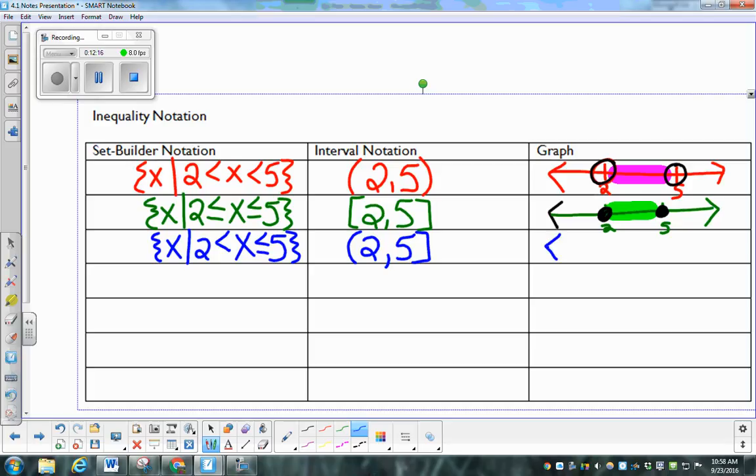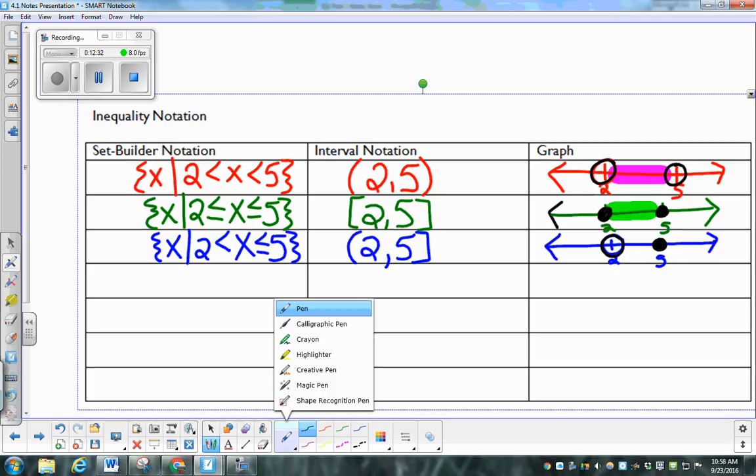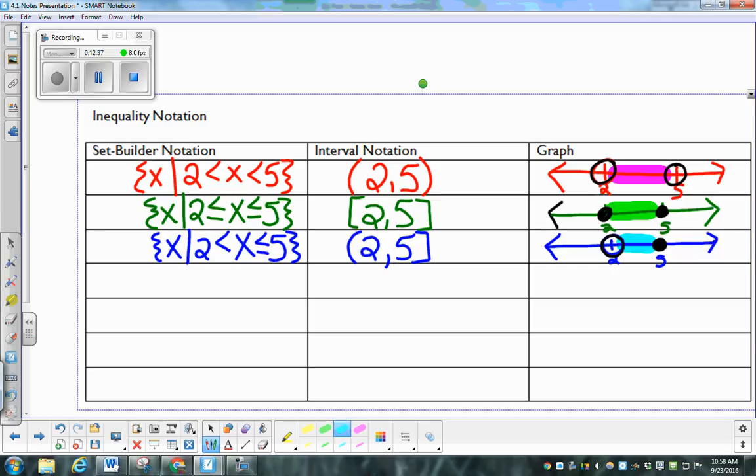On our graph, we would have an open circle on the 2 because it can't touch 2, it just goes right up to it. Open circle on the 2, but a closed circle on the 5 because x can equal 5. And then just like we've been doing, we shade in between there. All right, let's try another one.